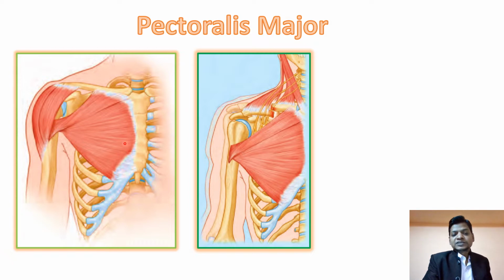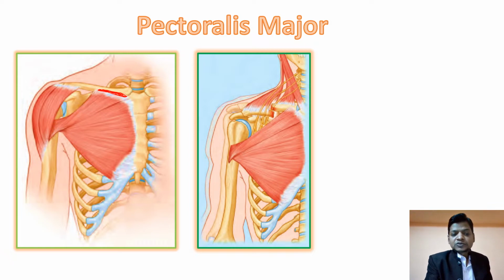starting from the sternum, clavicle, costal cartilages and going up to the humerus. So we have to know the origin and insertion of this muscle. The pectoralis major muscle originates first from the anterior half of the clavicle, from the anterior surface of the medial half of the clavicle. Also this muscle originates from the anterior surface of the lateral part of the sternum.